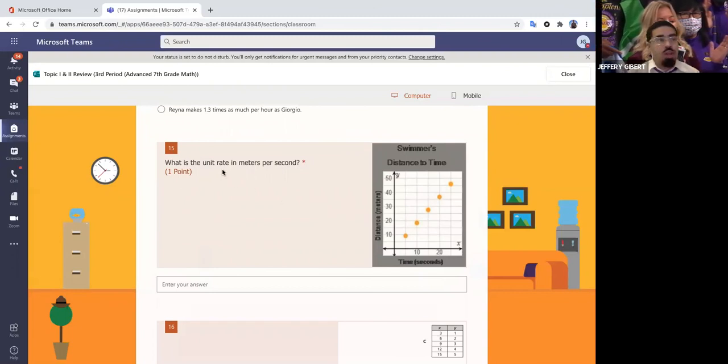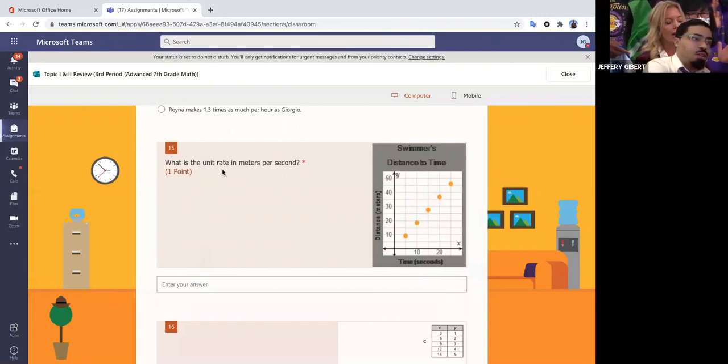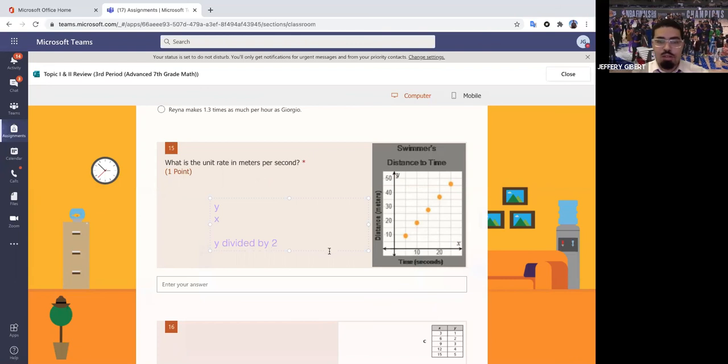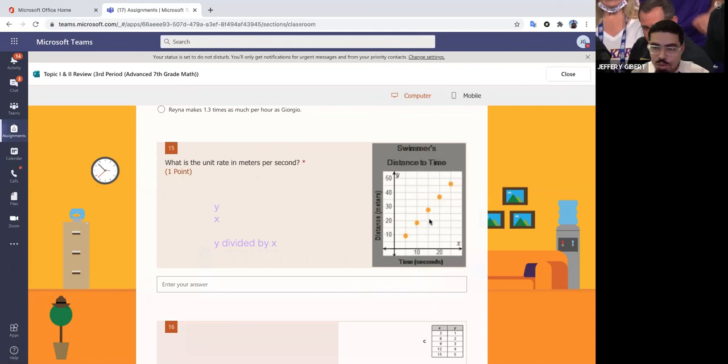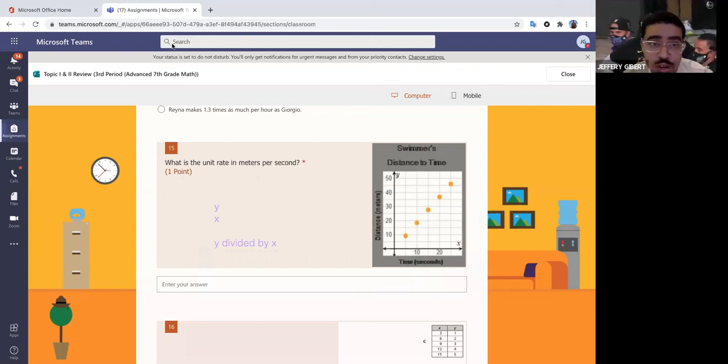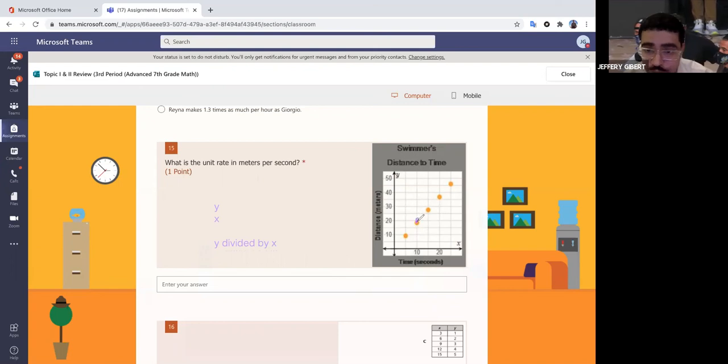All right, what is the unit rate in meters per second? All you do, like I've been saying, is y over x, or y divided by x. So pick a perfect point. Oh, here's a perfect point. This is not a good graph, but this is basically a perfect point right here. It doesn't look like a perfect point, but the one on the test will be better.